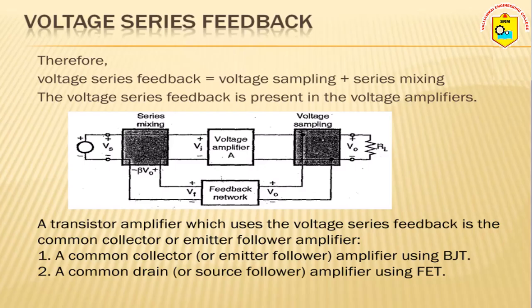The first type is voltage series feedback. In voltage series feedback, you have voltage sampling plus series mixing. As I said, there are two types of sampling networks, voltage sampling and current sampling, and two types of mixing networks, series and shunt. Voltage sampling will be in parallel, that is shunt, and current sampling will be connected in series.